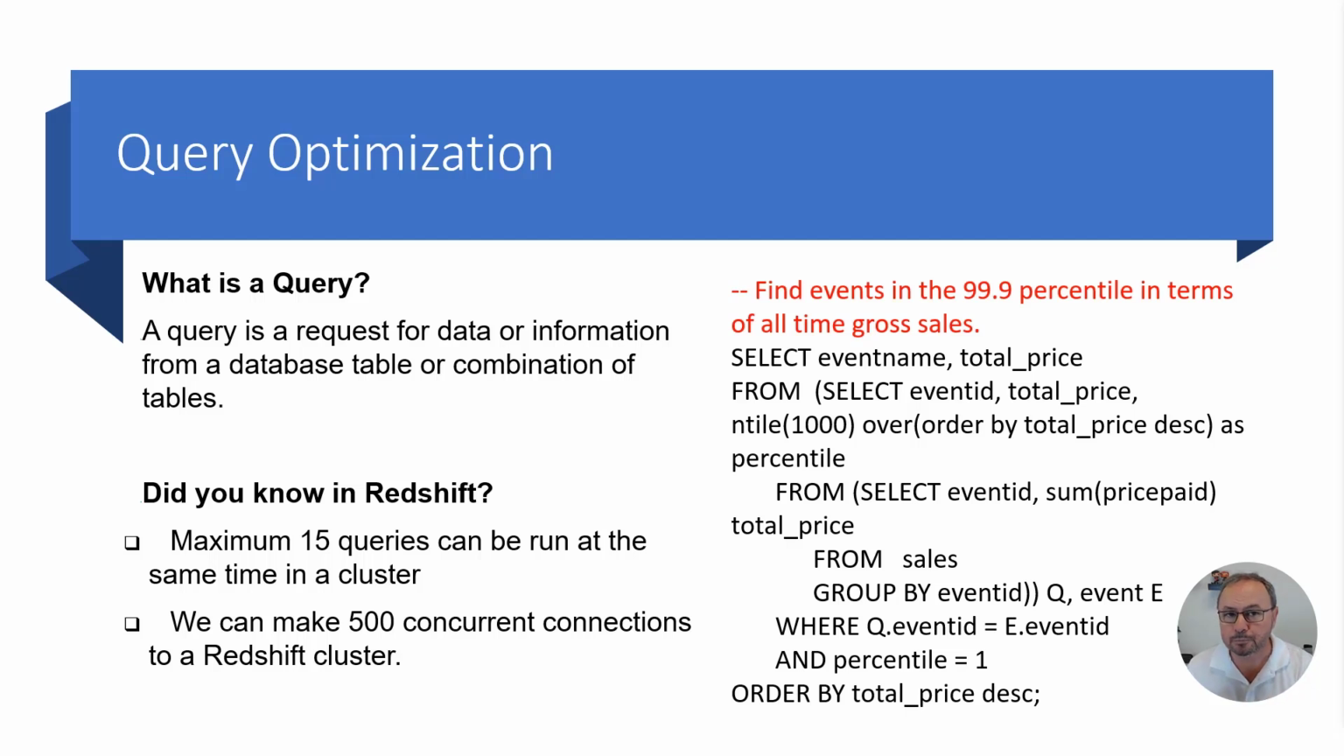In the case of Redshift, there are limitations you want to be aware of. You can only have a maximum of 15 queries at the same time in a cluster. You can make over 500 concurrent connections to a Redshift cluster. We don't need to know what we can do in Redshift per se for the Data Plus exam, but if you're new to running queries, it's not just as simple as running a query in SQL, and how SQL is supported from a query perspective is not going to be the same everywhere. So just be aware of that.